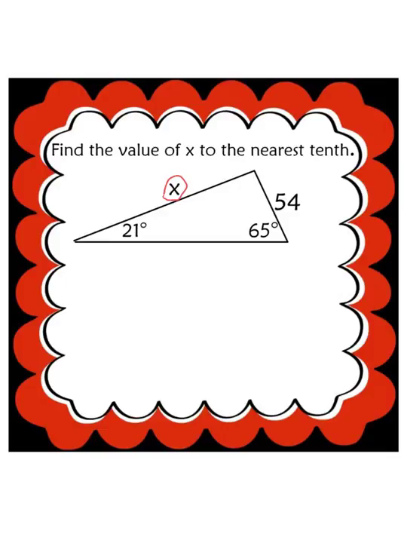Okay, for this problem, our 65-degree angle is opposite that side X, the one we're trying to find. So I'm going to set up my first ratio and say the sine of a 65-degree angle over X, and then that's going to equal, my other angle is 21, and the side that is opposite that is that 54 side. So I'm going to set up sine of 21 degrees over 54.